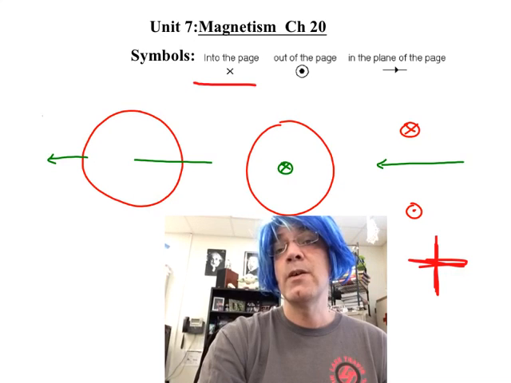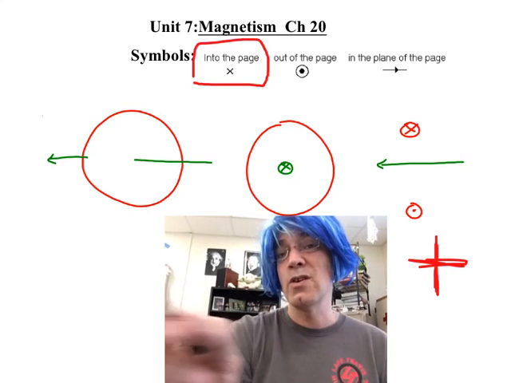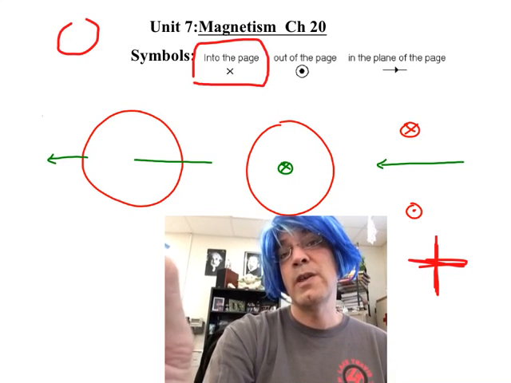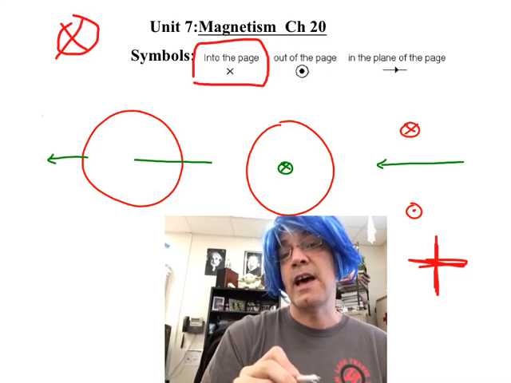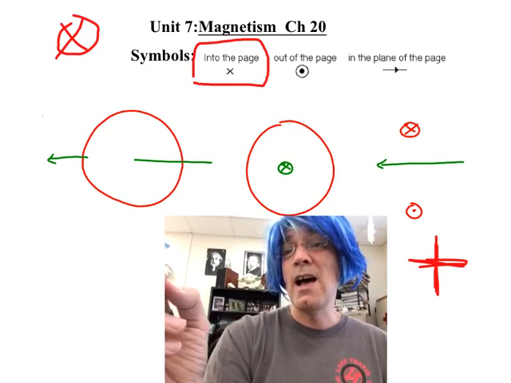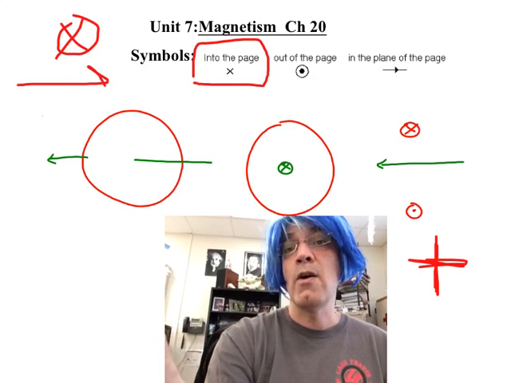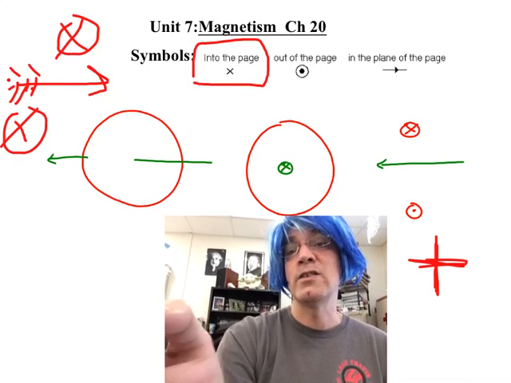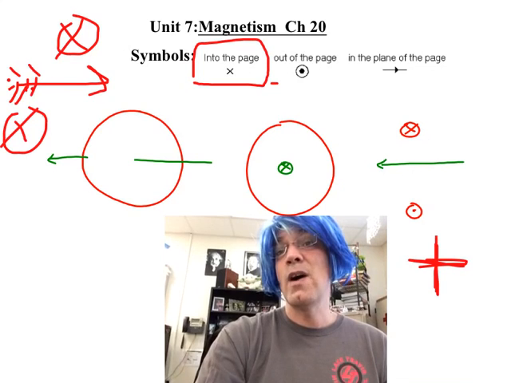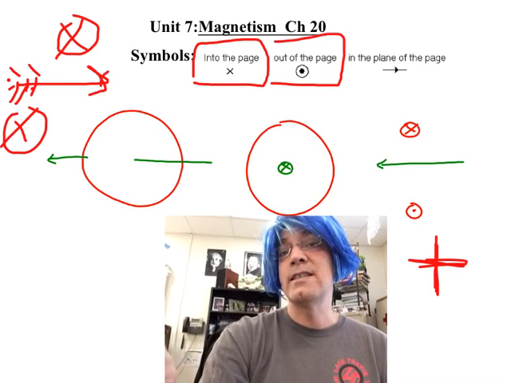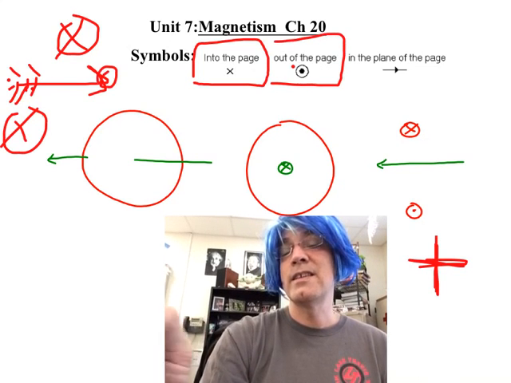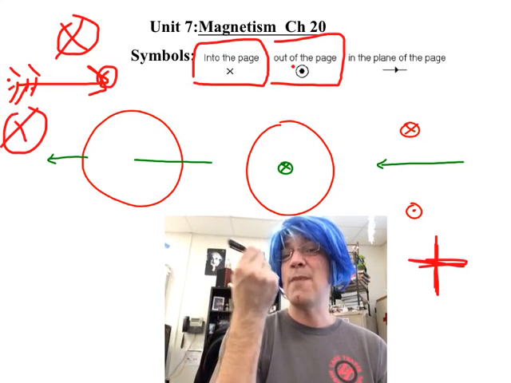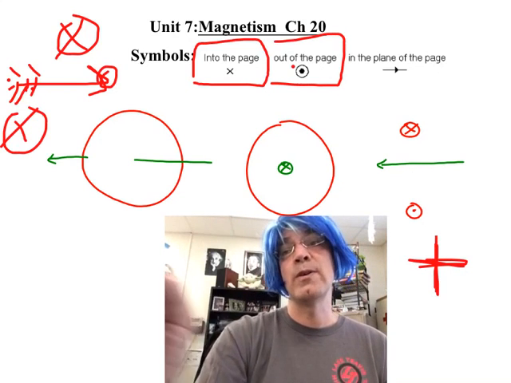If we're going to do something that goes into the page, we draw a circle with an X in it, or just an X. That's supposed to represent an arrow. If an arrow is going into the page, all you would see is the feathers on the back of it, and that's why it's an X. That's also why out of the page is a dot. It's the point of the arrow about to stab you in the eye. That's the way you can remember which one's which.